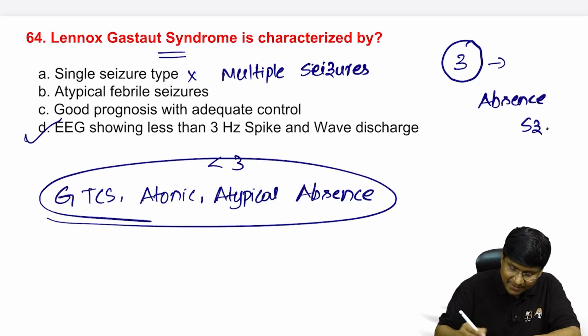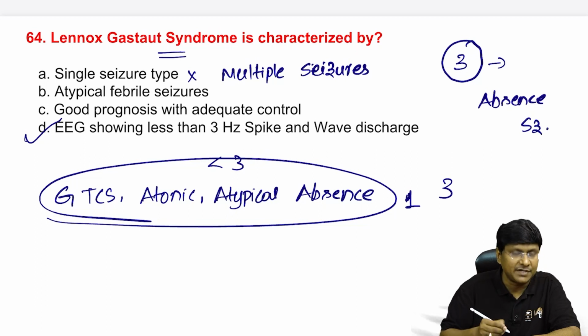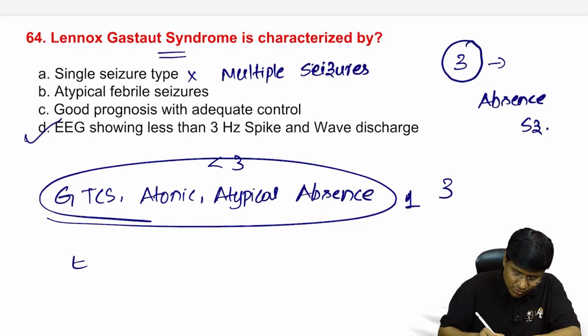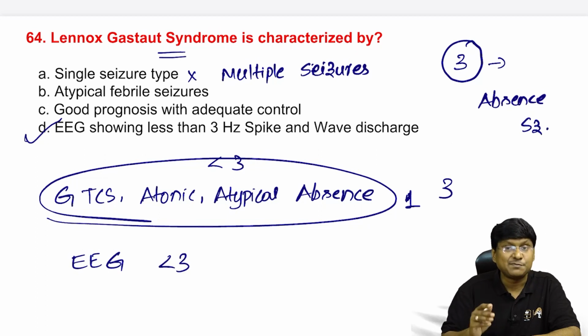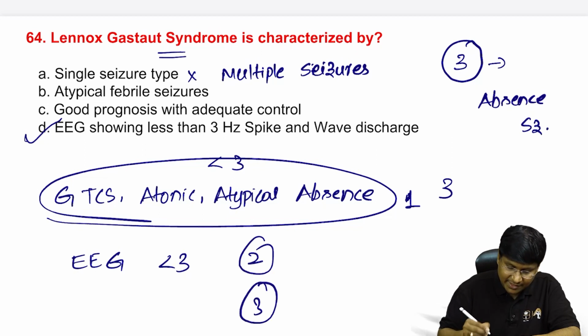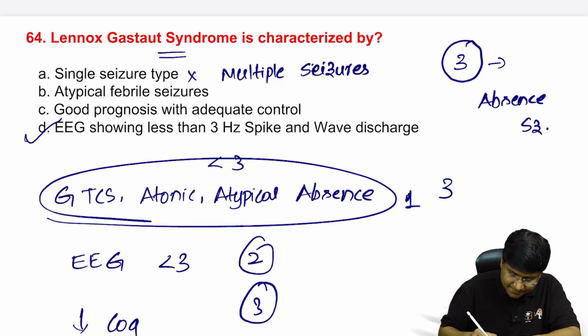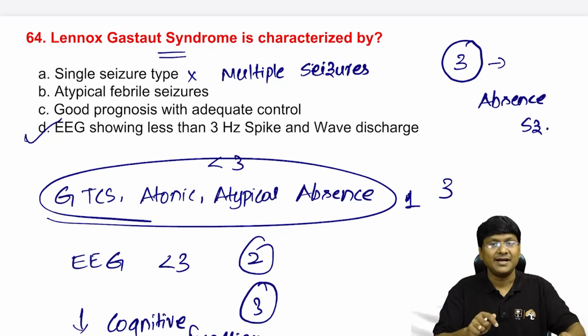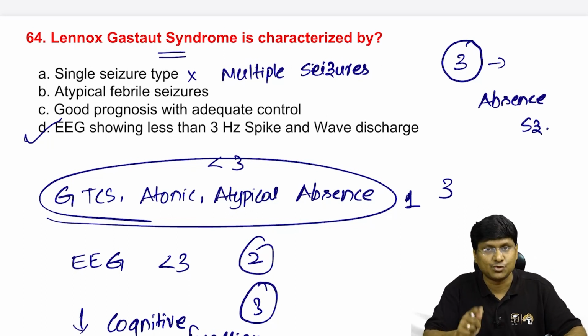And the second part, so you will have a triad. First important feature is this, and the second part of the triad will be the EEG. So what does the EEG show? The EEG shows less than 3-hertz spike and wave discharge. And the third point in case of Lennox-Gastaut syndrome is there will be impaired cognitive function. So this is a triad in case of the Lennox-Gastaut syndrome.